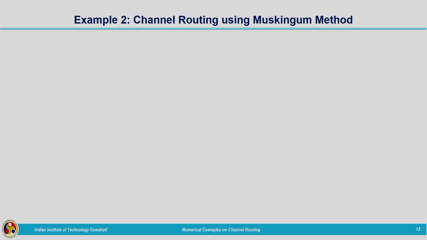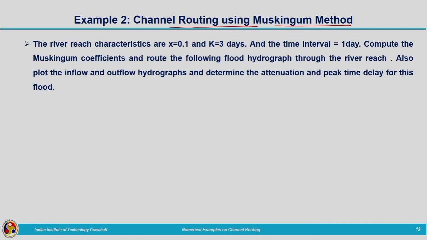Now, let us move on to an example in which we can compute the outflow hydrograph from the given data by making use of the Muskingum method of routing. The second example is channel routing using the Muskingum method. The river reach characteristics are x equal to 0.1 and k equal to 3 days, and the time interval is equal to 1 day. Compute the Muskingum coefficients and route the following flood hydrograph through the river reach.